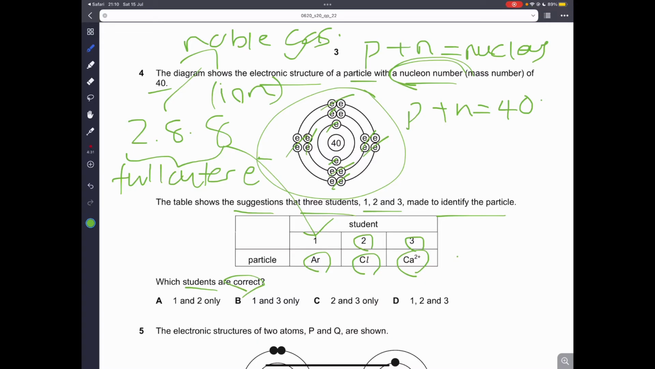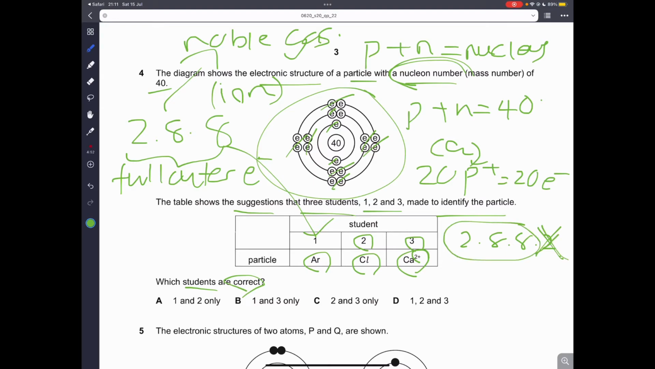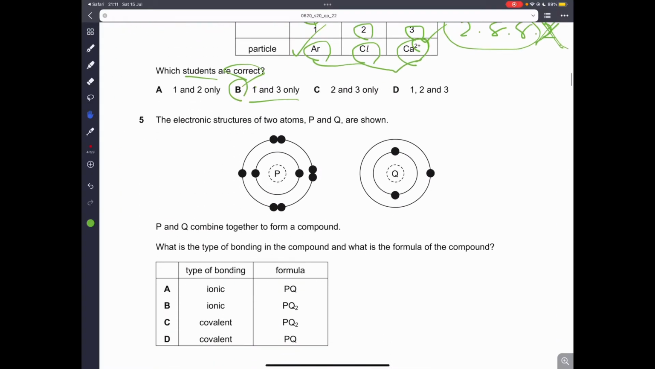And another one of them is calcium ion. Remember, calcium has a proton number of 20 and therefore 20 electrons. So it will have the electronic structure 2.8.8.2. However, since it is a 2+ ion, it's going to lose 2 electrons and be left with the electronic structure 2.8.8, and therefore they are both equal. Thus, student 1 and student 3 are correct. Therefore, B is the correct answer.